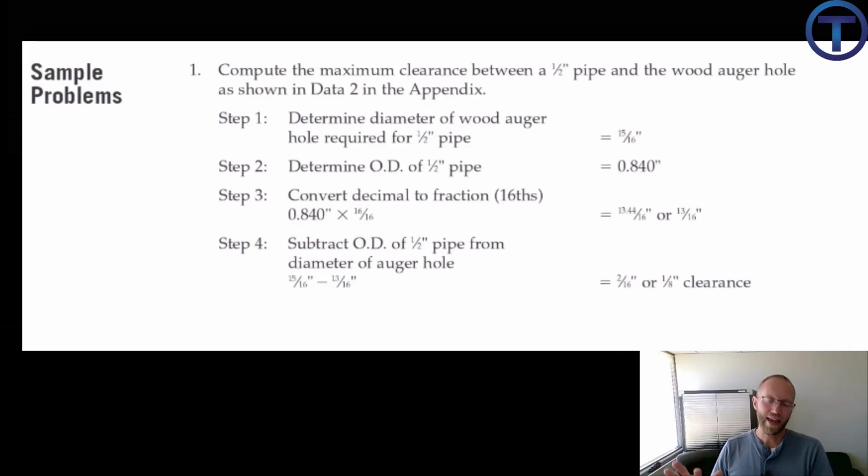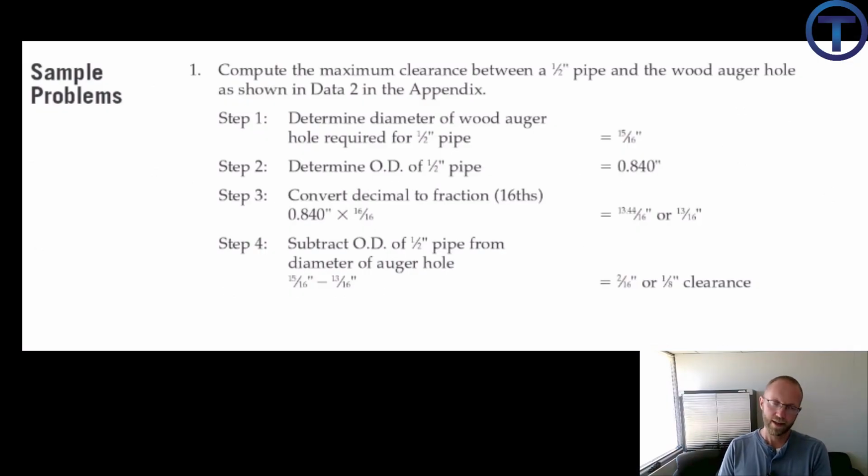All right, let's have a look at sample problem number 1. We're going to compute the maximum clearance between a 1/2 inch pipe and the wood augered hole as shown on data table number 2. So we've got a 1/2 inch pipe and we drill the hole according to the table. What we're trying to figure out is the space between the outside of the pipe and the inside of that hole. What is that extra space that we've created? How much? We're going to use the data table to figure that out.